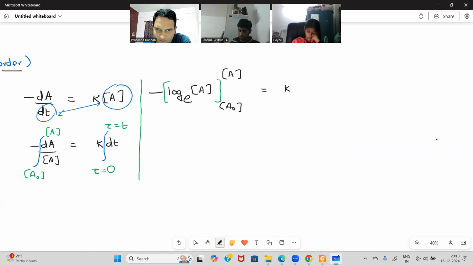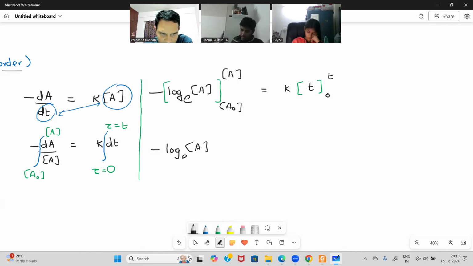Yes. So on the right side, it is k into the integration of dt, which is t, correct. The lower limit is 0 and the upper limit is t itself. So when I substitute the upper limit first, it is log a, minus, and one more minus sign is there outside, so it will be plus log a naught, equal to k into t minus 0. The second part I am leaving.